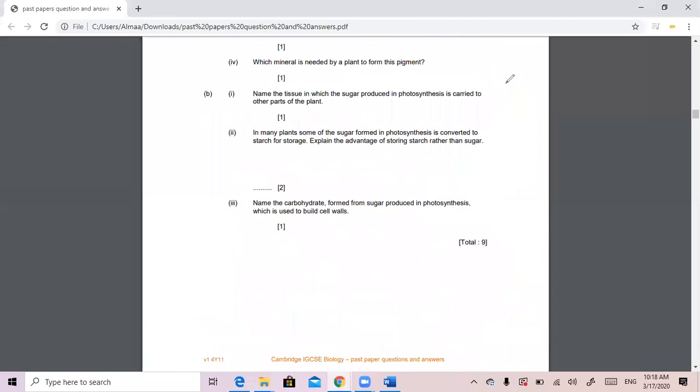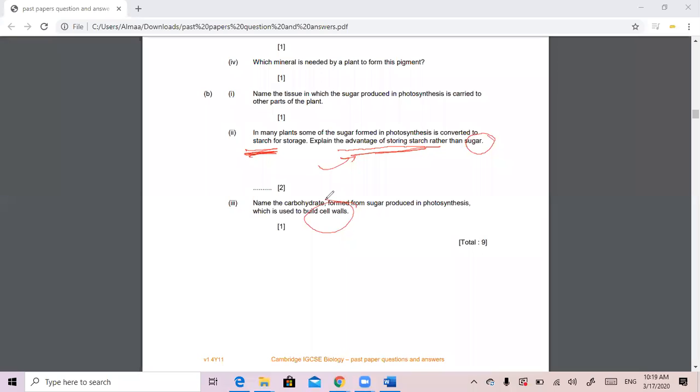In many plants, some of the sugar formed in photosynthesis is converted to starch for storing. Explain the advantage of storing starch rather than sugar. Why? I asked you why. And name the carbohydrate formed from sugar produced in photosynthesis which is used to build the cell wall. We have two questions here. You know, starch is a type of carbohydrate. Explain the advantage of storing starch.